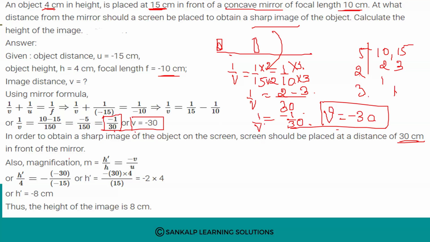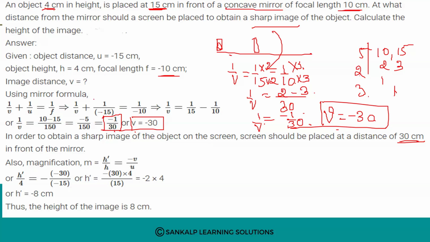Also, v means it is the distance of the image. So when you want to get the sharp image of the object, then the screen should be placed at a distance of 30 centimeter in front of the mirror.